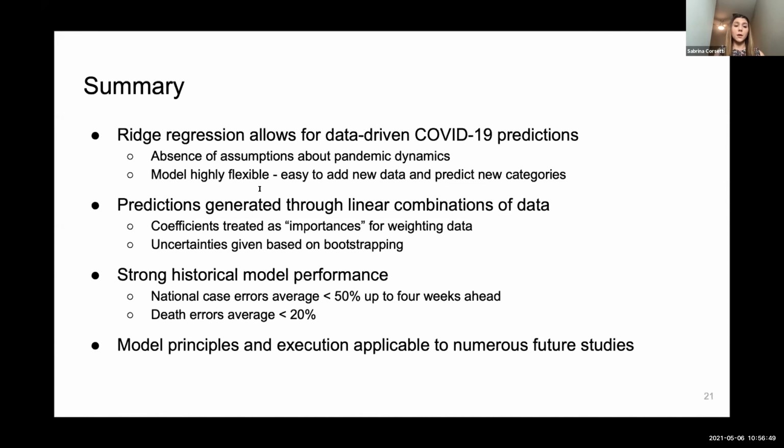In addition, we've seen that our model has behaved very well historically, with national case errors under 50% and death errors under 20%. In addition, we found that our model principles and its execution are applicable not only to other areas in epidemiology, but also other fields more broadly.